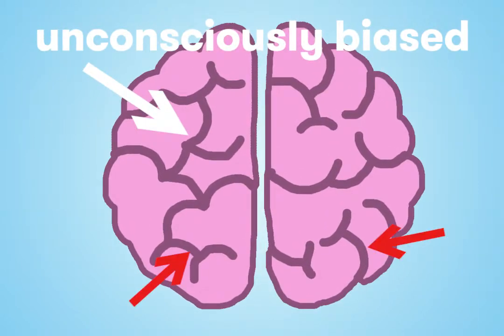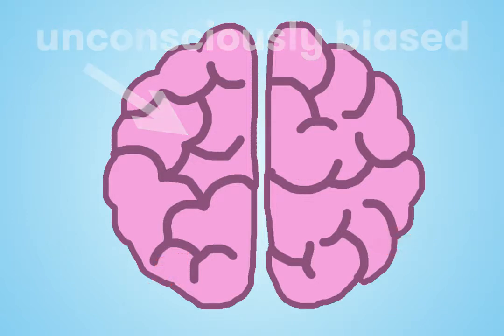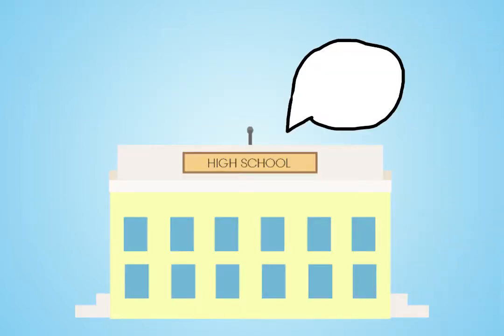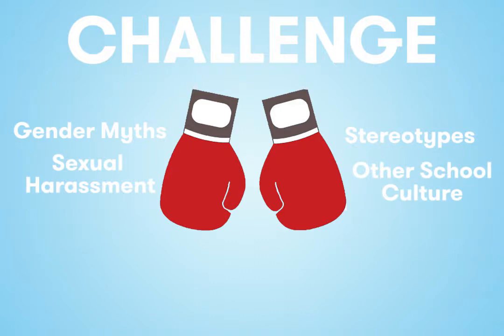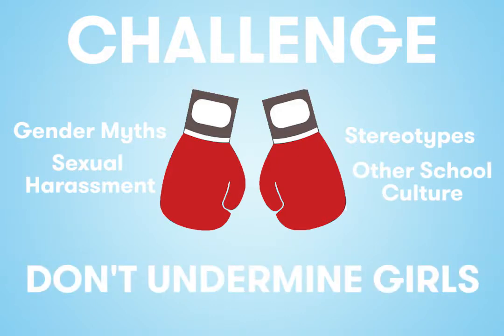Studies show we all have potential blind spots and unconscious biases. Acknowledging our own potential biases is important so we can reduce any impact they may have and make better decisions. Create environments free of harassment and stereotypical attitudes. Challenge the gender myths, stereotypes, sexual harassment, and other school culture that undermine girls' participation in technical subjects.